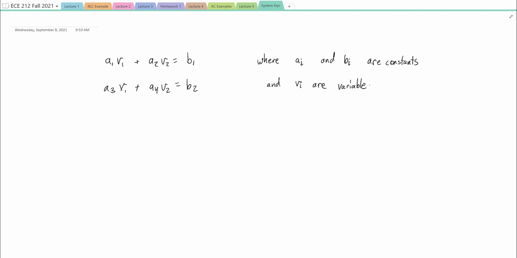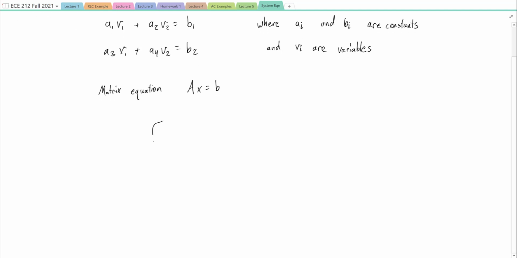And so, if we were going to write this in a matrix equation, which I know most of you have not taken linear algebra, so you're not very familiar with this, but a matrix equation typically looks something like AX equals B, and for this system, that's going to be something like A1, A2, A3, A4 in a little 2 by 2 matrix multiplied by the V1 and the V2, and then that equals this little vector, which is a 2 by 1, which has the B1 and the B2.